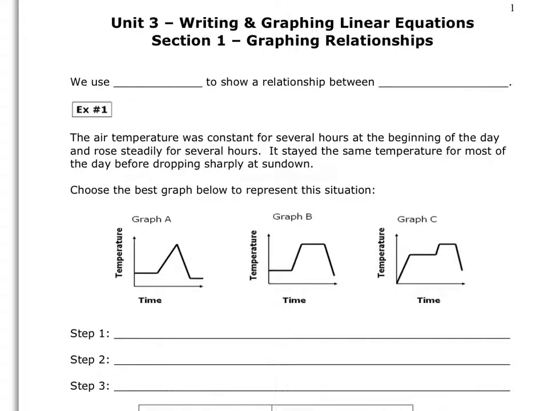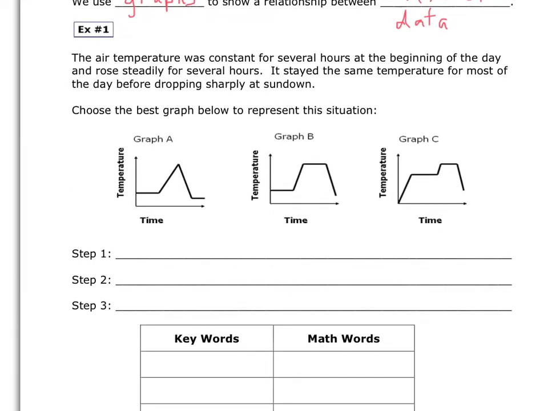Okay, so when you're talking about graphing relationships, we will always use, this is your first key term, graphs to show a relationship between two sets of data. Okay, we use graphs to show a relationship between two sets of data. In this unit, you'll be looking at graphs a lot and analyzing what's going on in those graphs. So for example, below here you have a little scenario.